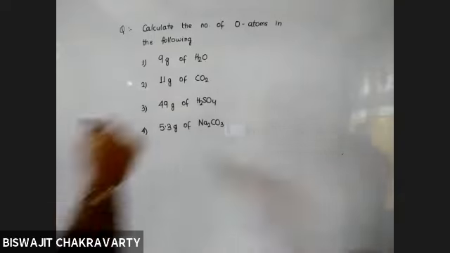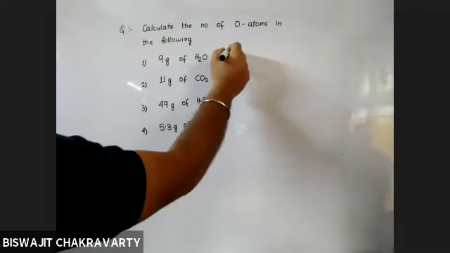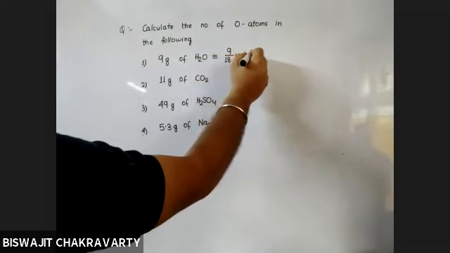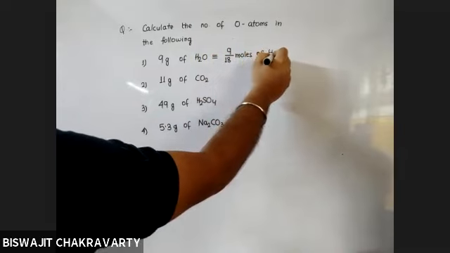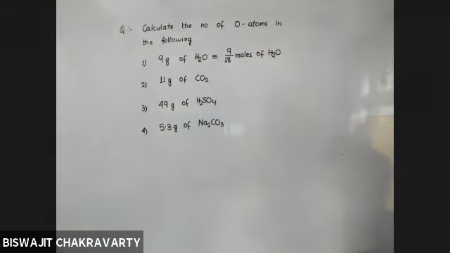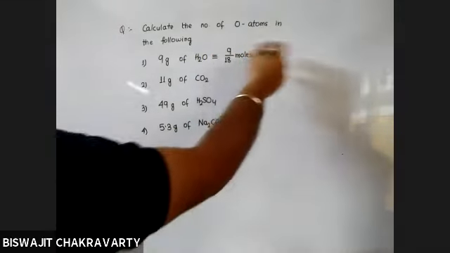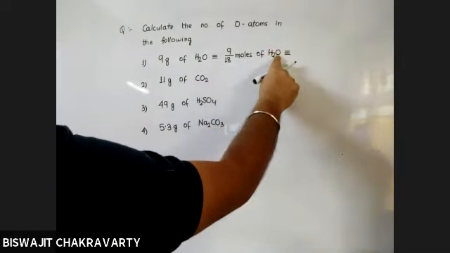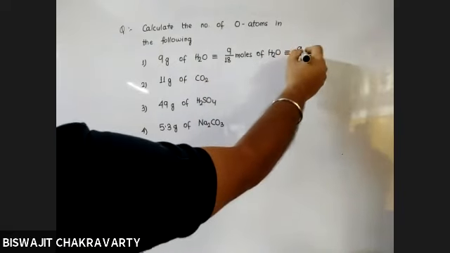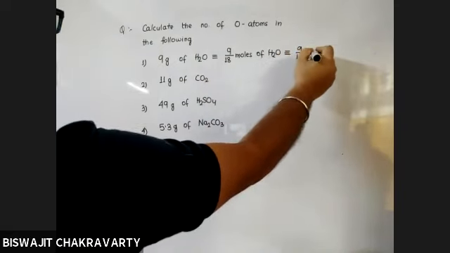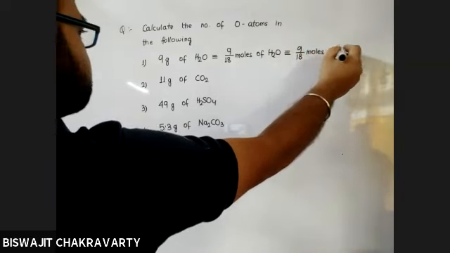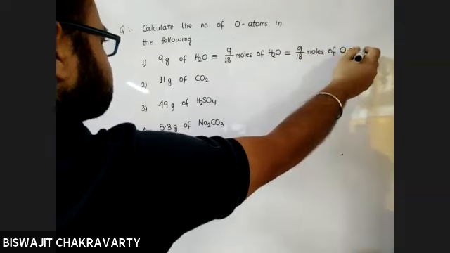So the first one, I will show you how to do it. 9 divided by 18 gives moles of water, but when you carry it to oxygen it will be the same or not, because each mole of water contains 1 mole of oxygen atoms. So will it not be this? Yes or no?